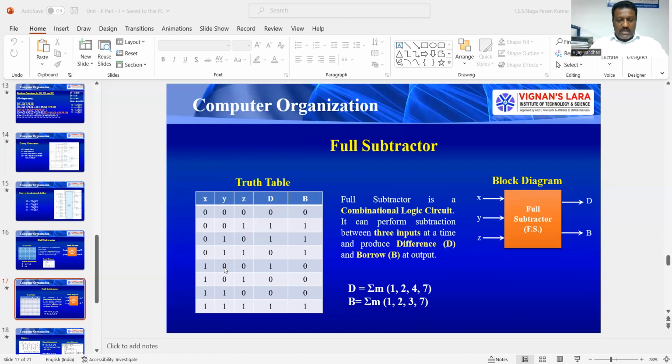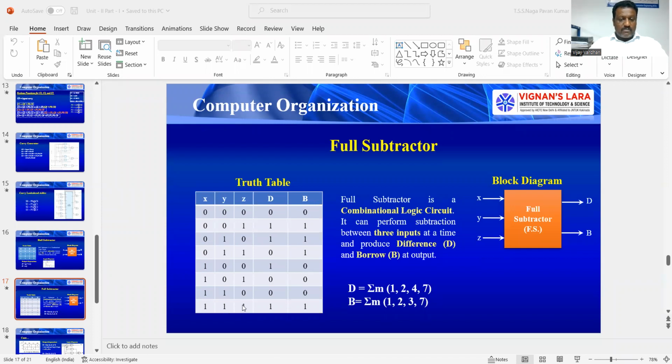Next, 1 minus 0 is 1. 1 minus 0 is equal to 1. So difference is 1, borrow 0. Up to this, 1 minus 0 is 1. 1 minus 1 is 0. So difference 0, borrow 0. 1 minus 1 up to this, difference 0, borrow 0. 0 minus 0, so difference 0, borrow 0. Next, 1 minus 1 up to this, difference 0.